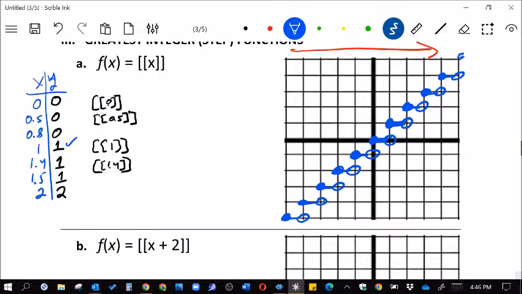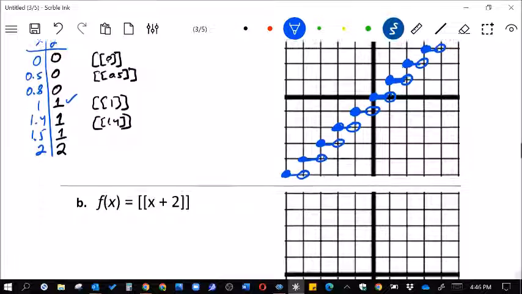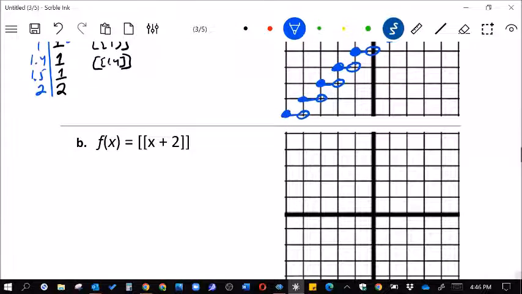Okay, now this next one has a +2. And that should mean, because it's with the x, that everything moves to the side. If it's +2, it looks like it would be going positive, but it's not. It's going to go to the left 2 units. Everything is. Now let's do that by XY table.